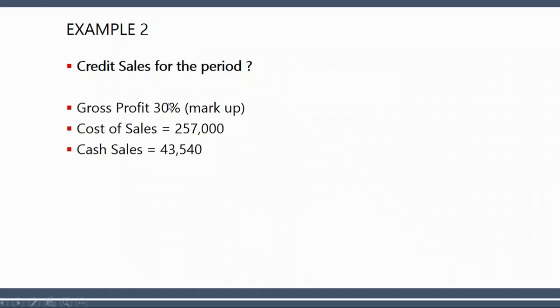So what you can do, they told you the cost of sale. Based on cost of sale, you add up your gross profit, which is markup. You will find out total sales. From total sales, you will subtract your cash sales and the remaining would be the credit sales. So cost of sales, using the markup formula, I will find out my sales value. From total sales, we would subtract cash sales, and what is remaining, that would be your credit sales.